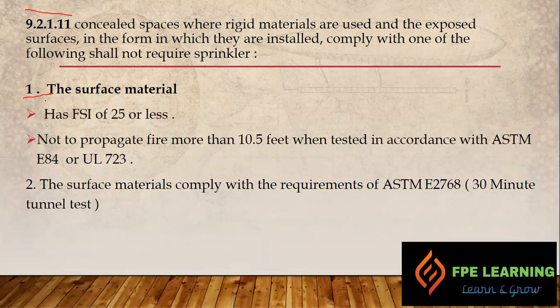So these are the points. The first one is the surface material has a flame spread index of 25 or less, right? So it cannot be more than 25, and the fire should not propagate more than 10.5 feet when tested per ASTM E84 or UL 723. The second point talks about the surface material complying with the requirements of ASTM E2767, which is the 30-minute tunnel test, to test those materials in the rigid case.